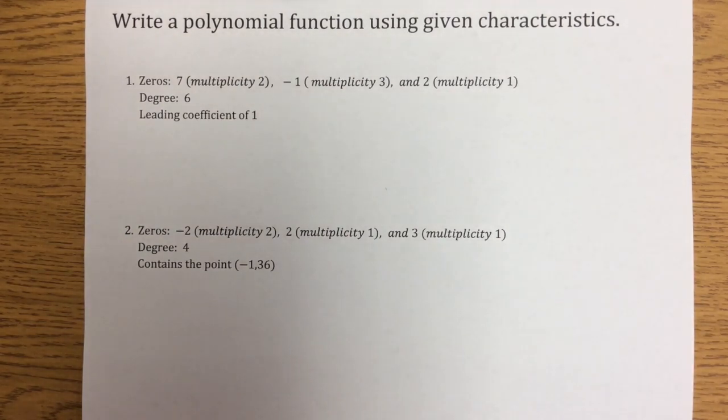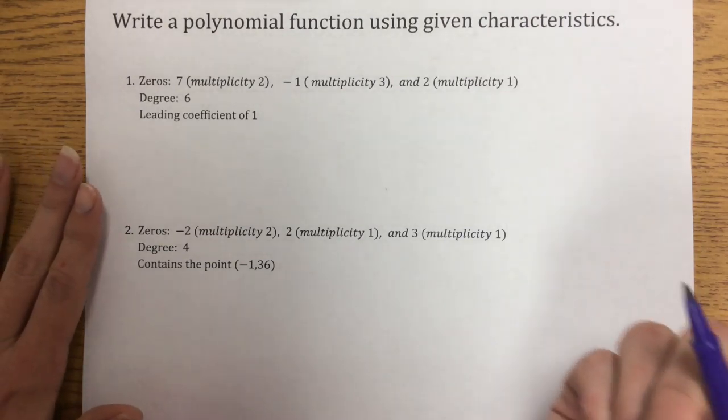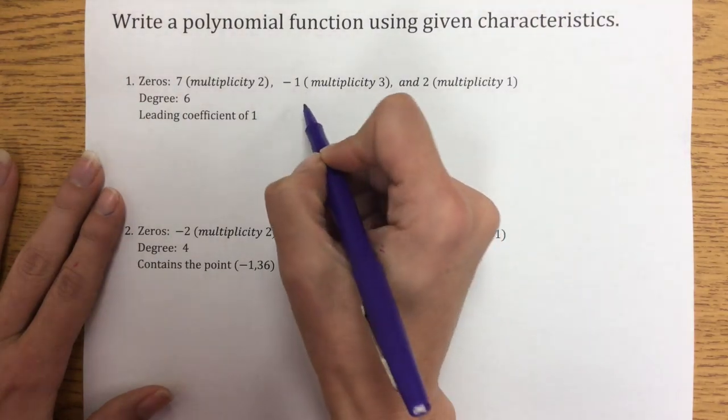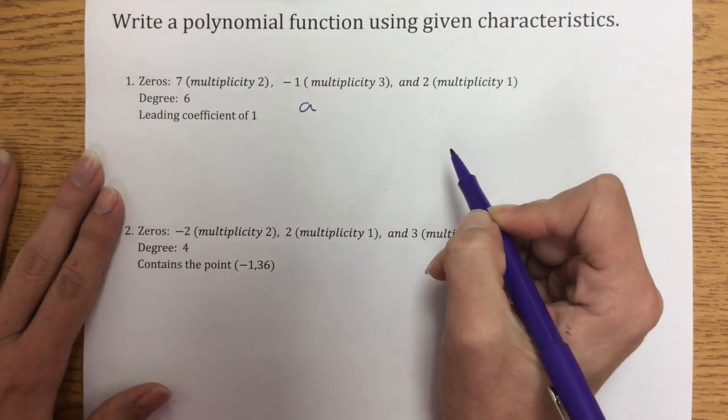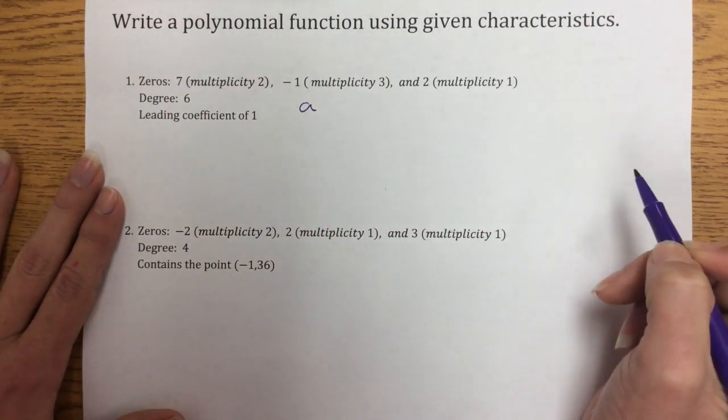I'm going to show you how to write a polynomial function if you know your zeros. If you know your zeros, you can change them into factors and create a factored form of a polynomial equation. All solutions for this particular polynomial will have the form a times your factors.